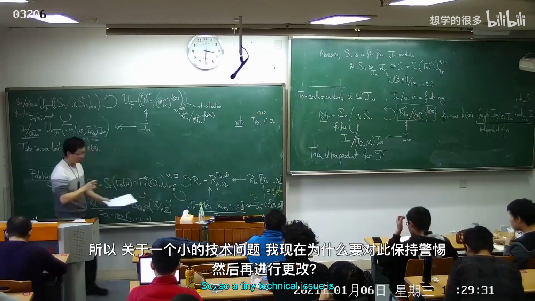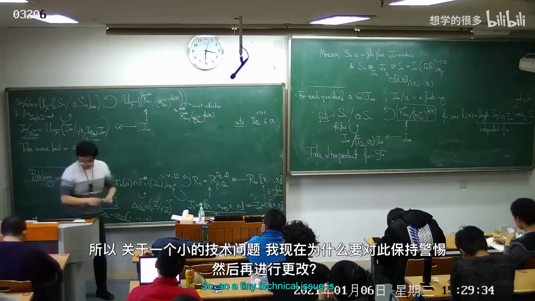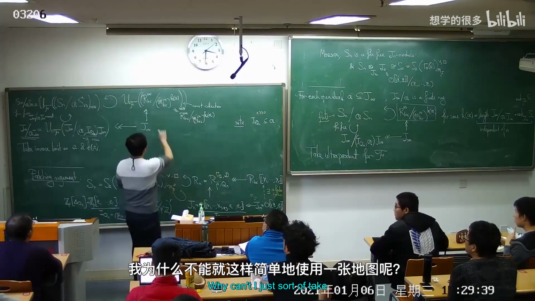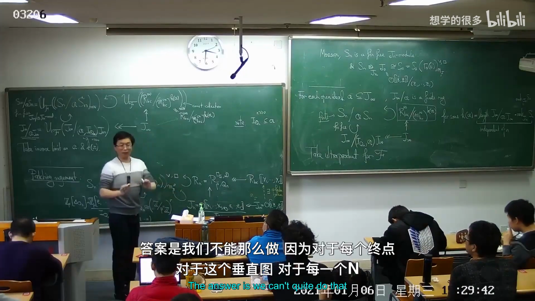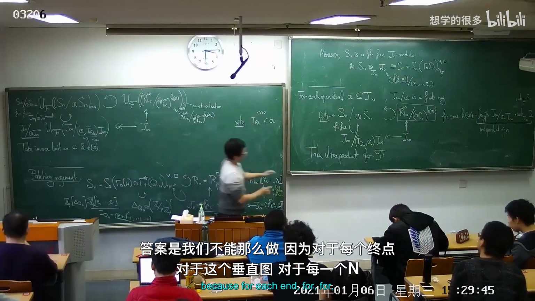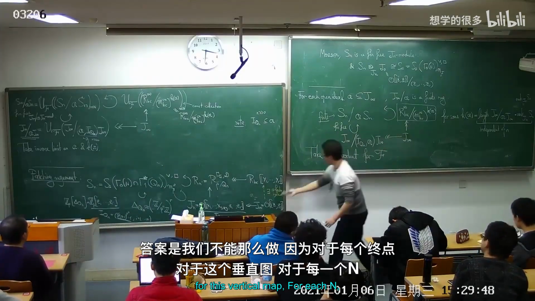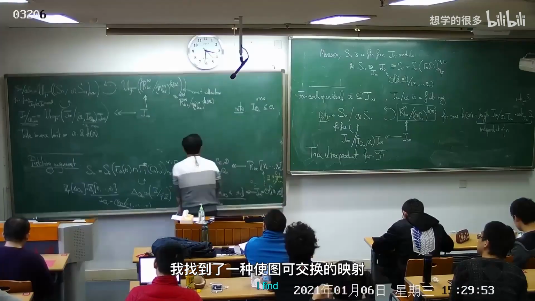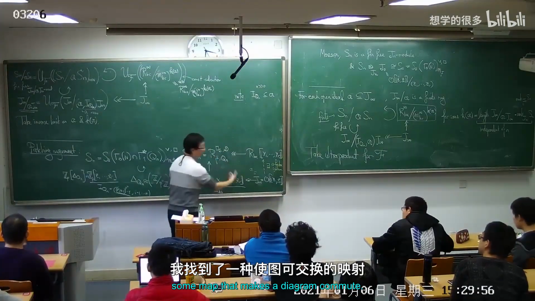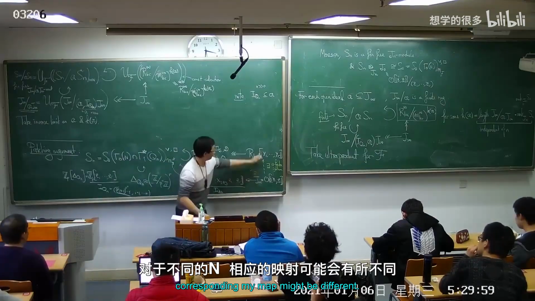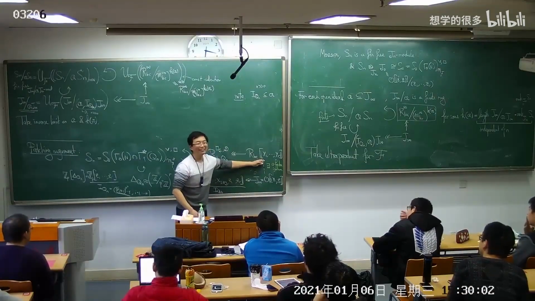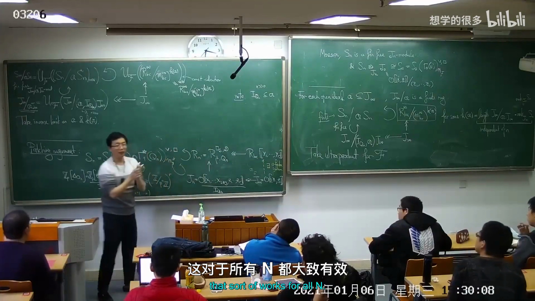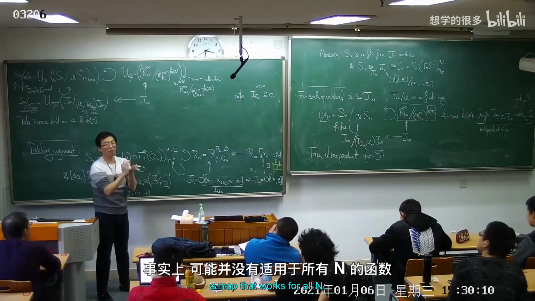A tiny technical issue is: why do I have to quotient out by this and then take the alternative? Why can't I just take one map like that? The answer is we can't quite do that, because for this vertical map, for each n, I only find some map that makes the diagram commute. For different n, this corresponding map might be different. In general, I don't know whether there's a map from J infinity to R log infinity that works for all n. In fact, there's maybe not a map that works for all n.